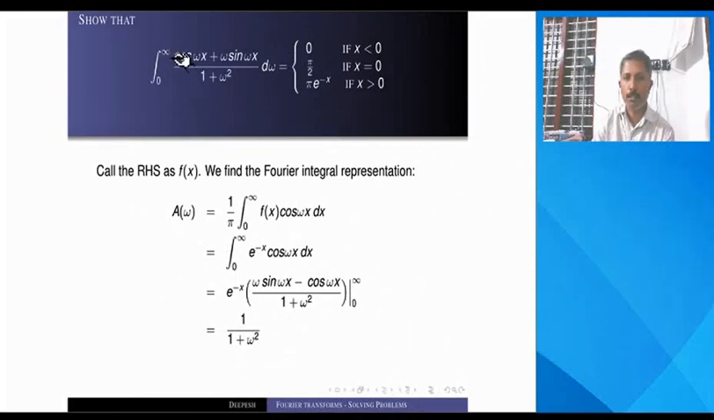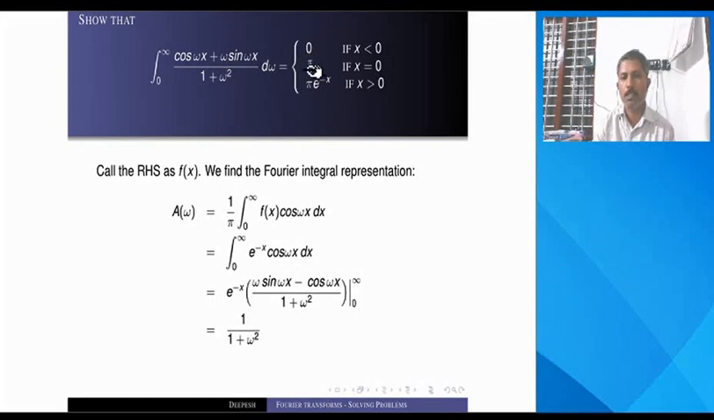Show that integral 0 to infinity (cos omega x plus omega sin omega x) divided by (1 plus omega square) d omega is equal to this function. This is a function given in branches. Okay. So it is clear that the right side function is expressed as an integral involving both cosine function and the sine function. So that means we need to find the Fourier integral representation of the right side function, because it involves both cosine and sine function. Otherwise, if it is just cos, then I would have gone for the cosine representation.